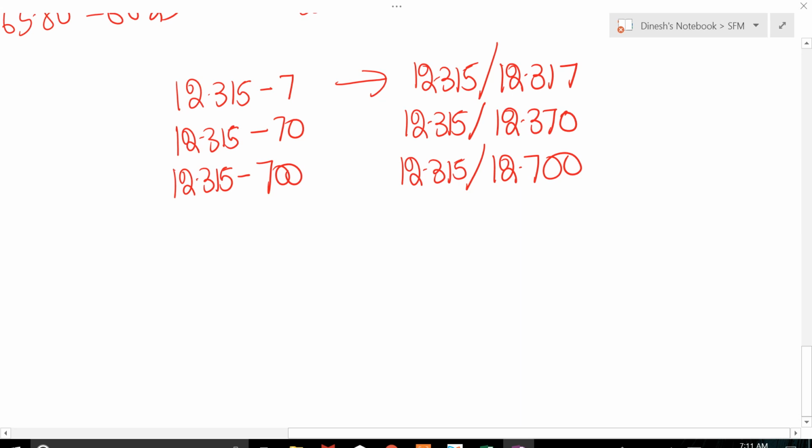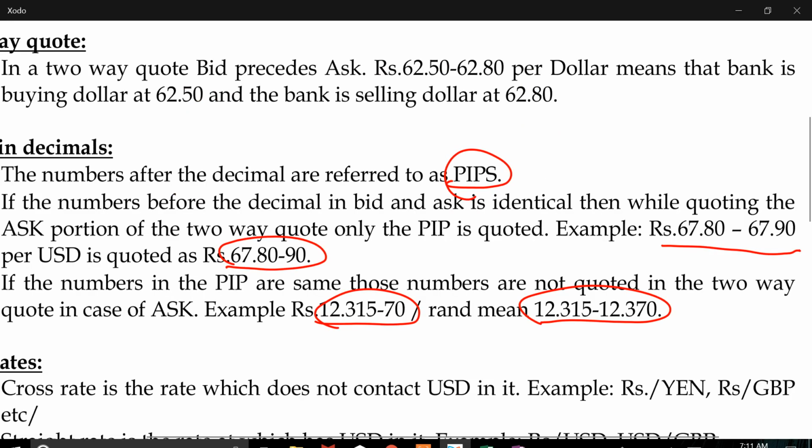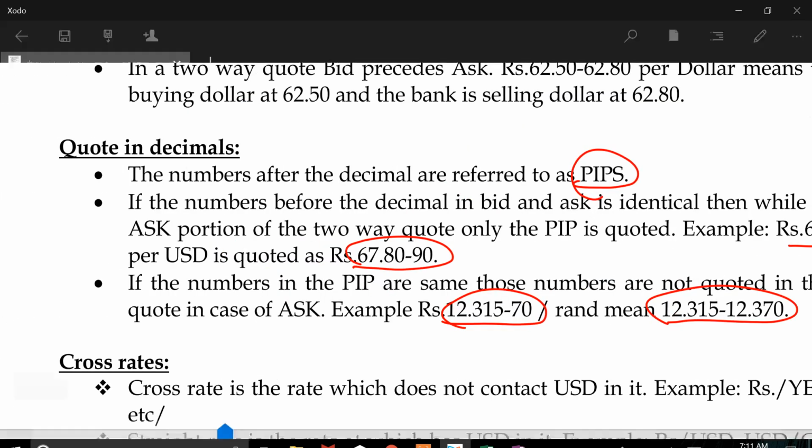If it's 13, then they'll have to directly give that. If it's 12-13, they'll have to give 13 in the question. There's nothing which you can do. So if the numbers before the decimal are the same, then I may give the quotes in the form of pips. If the pips are also the same, then I'll make it a little more complicated and give you only 1 digit, 2 digits, 3 digits, whatever I wish to. Clear? Any doubts on this? Now let's do problems on this.